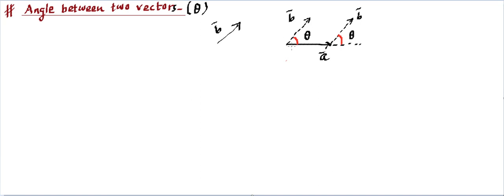And there are going to be two directions. Of course, we will be choosing the smaller angle. There are going to be two angles. The smaller angle is being used.